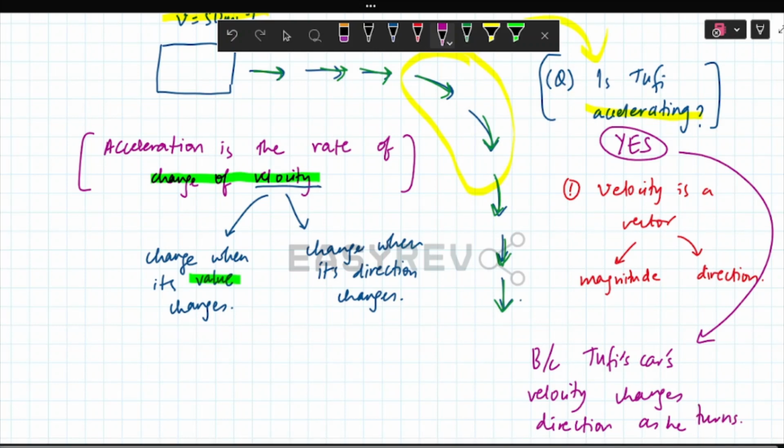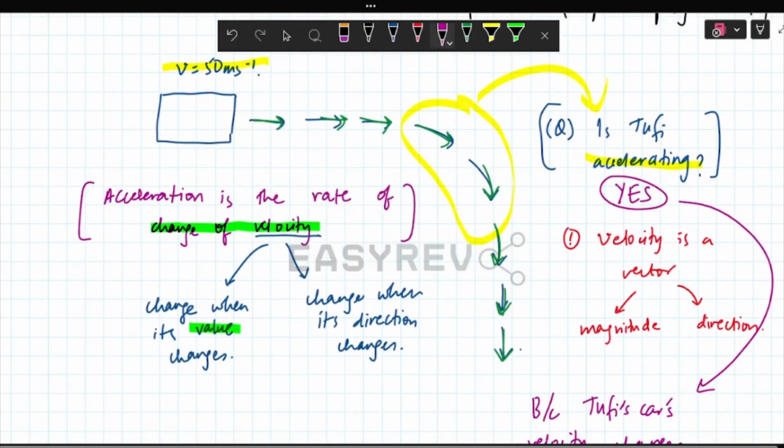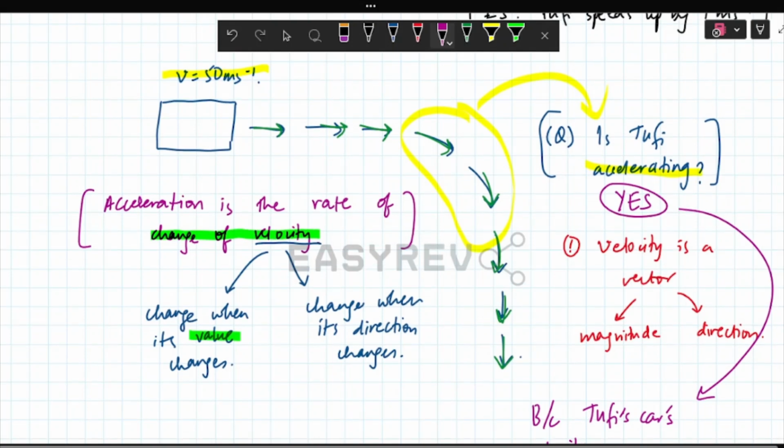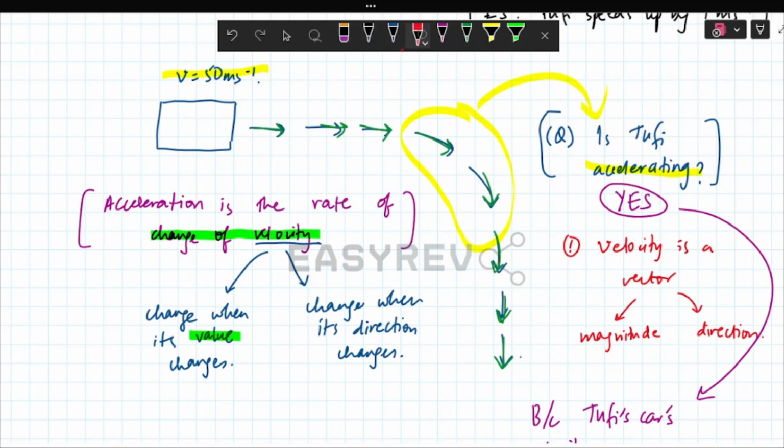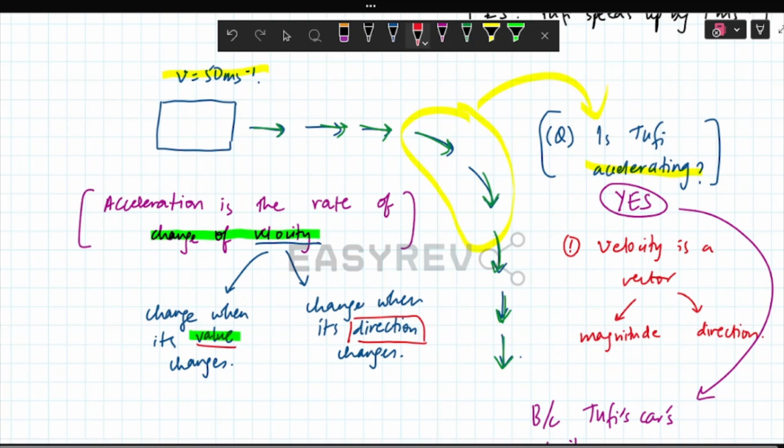So all of this is to just kind of understand that when it comes to knowing whether or not an object accelerates, we must take into account both possibilities. We have to remind ourselves that since velocity is a vector, vectors don't just change when their numerical value changes, but they also change when their direction also changes. So in this case, where there's a change in direction happening and no change in value, that still counts as a change in velocity. And so in this turning scenario, Tufi is indeed accelerating.